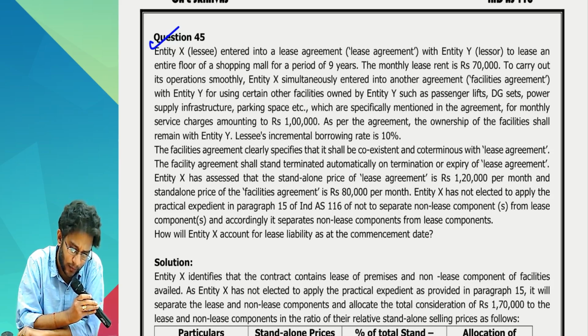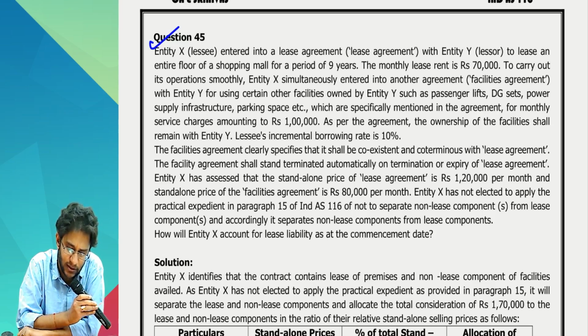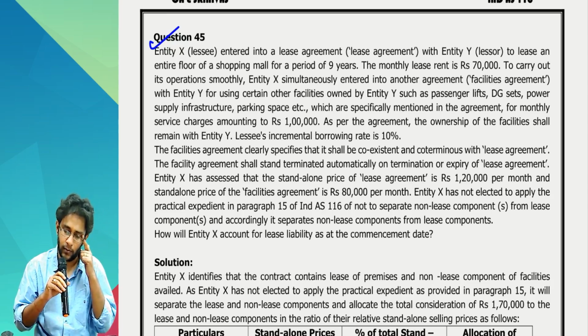To carry out its operations smoothly, entity X simultaneously entered into another agreement, which is a facilities agreement with entity Y for using certain other facilities owned by Y, such as passenger lift, DG sets, generator sets, power supply infrastructure, parking space, etc., which are specifically mentioned in the agreement for a monthly service charge amounting to 1 lakh rupees. As per the agreement, the ownership of the facilities shall remain with entity Y. Lessee incremental borrowing rate is 10%.